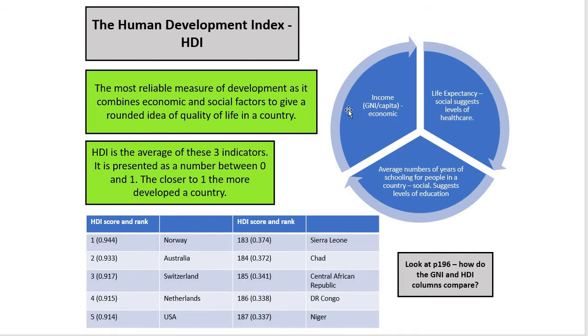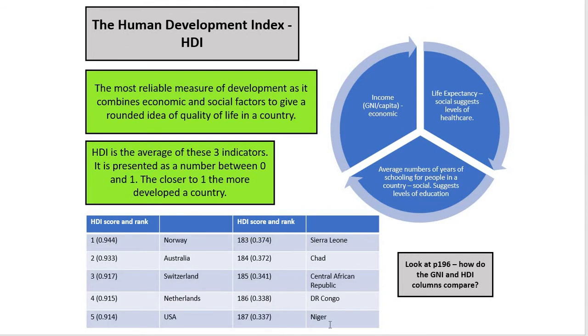And basically the closer that number is to the whole figure of 1, the better the level of development in that country. So if a country ends up with a score of 0.944, like Norway here, then that is suggesting that that country is incredibly well developed. And that is as compared to a country like Niger, which is in Africa, which has only got a score of 0.337. So Norway is far closer to the figure of 1 than Niger, so Norway has a far better quality of life than Niger does.